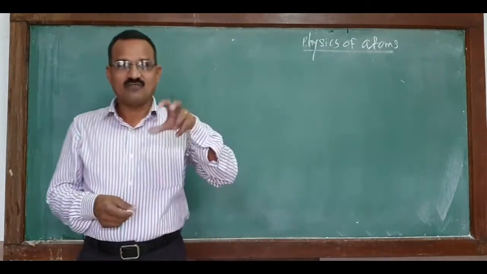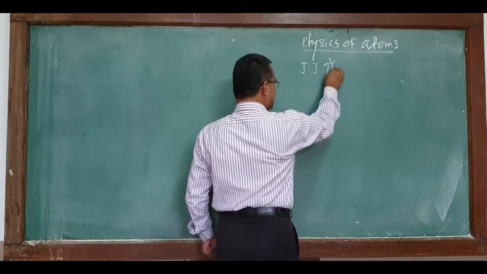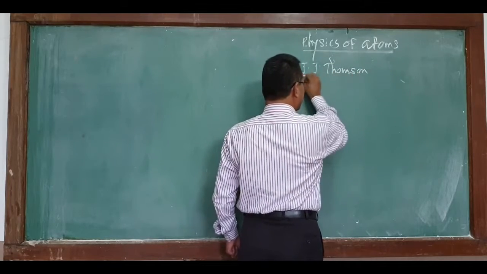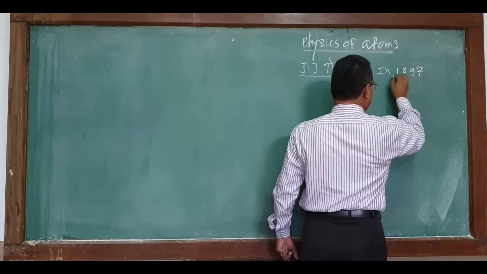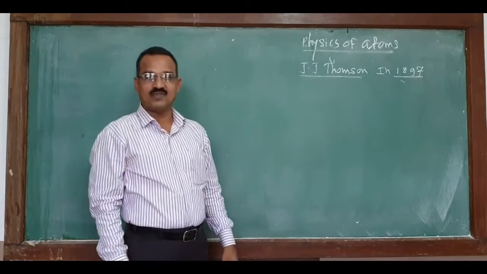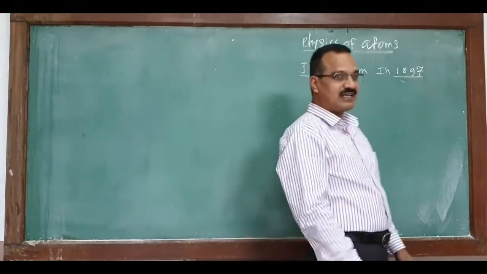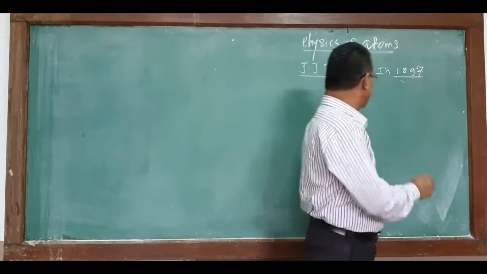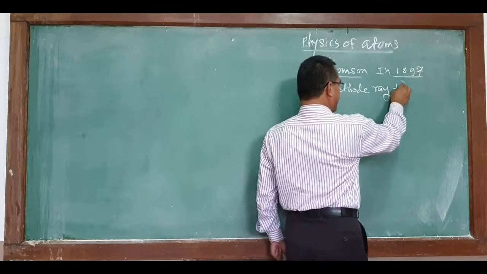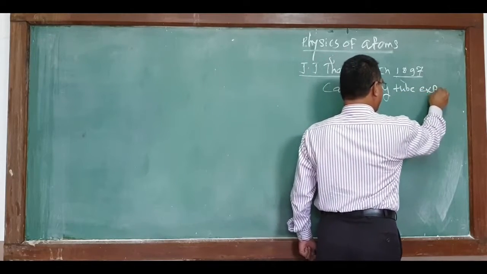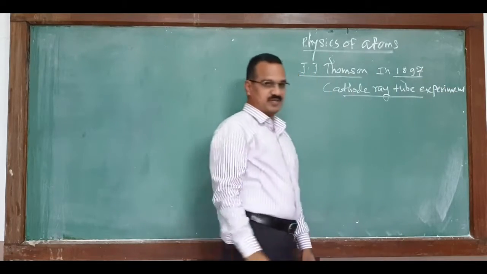Out of a number of scientists, J.J. Thomson in 1897 performed an experiment, and that experiment is called the cathode ray tube experiment.